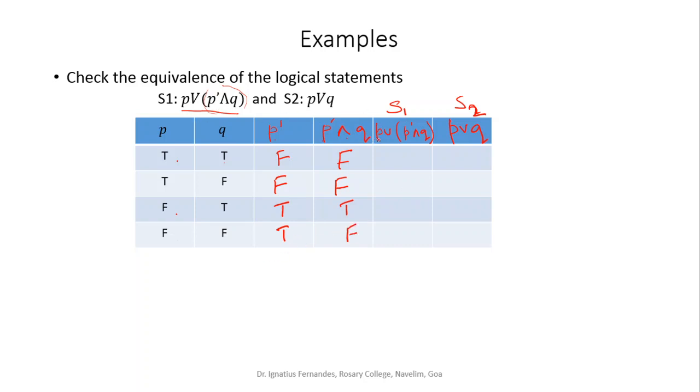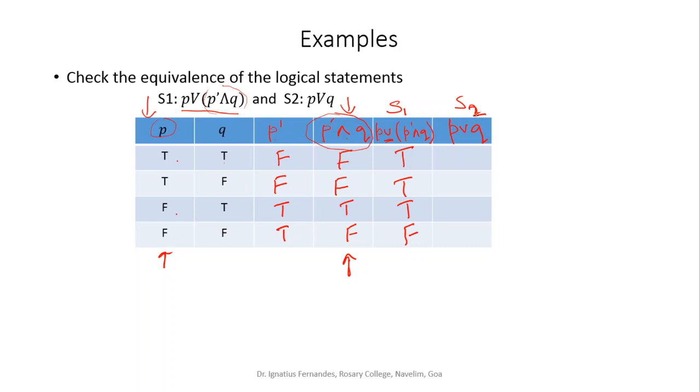So I have P here. I have P bar and Q here, and now I use OR. So I'm finding this or this. I'm using the OR truth table for this column and this column. And OR is true when at least one of them is true. So T and F, it is T. T and F, it is T. F and T, it is T. F and F, it is F. So this is the statement S1.